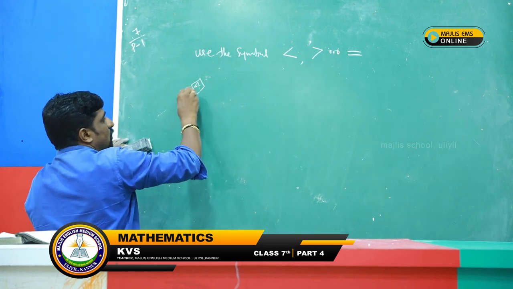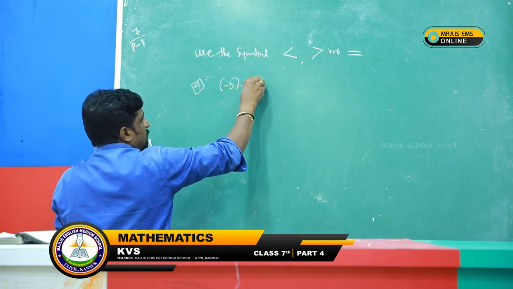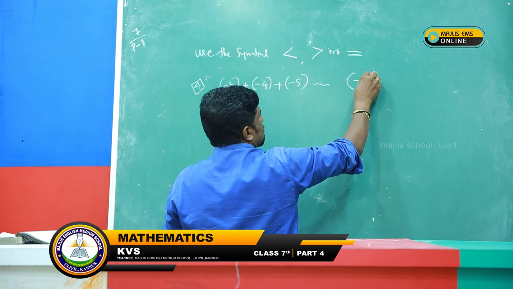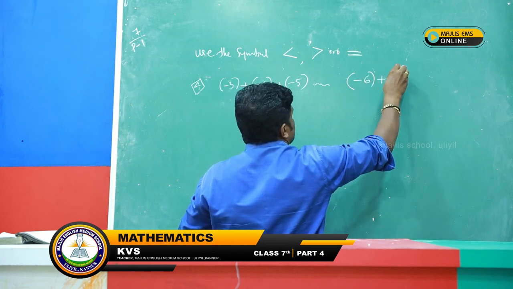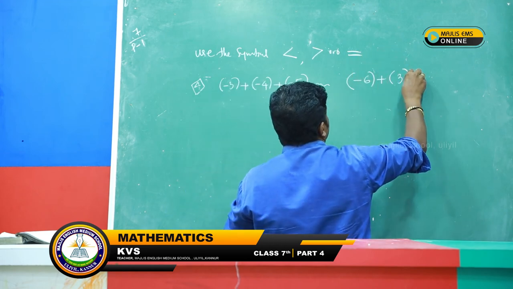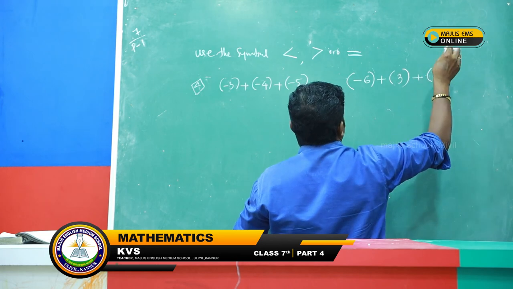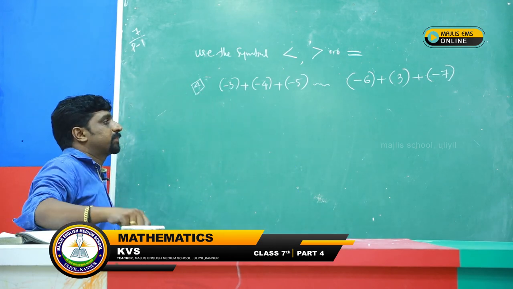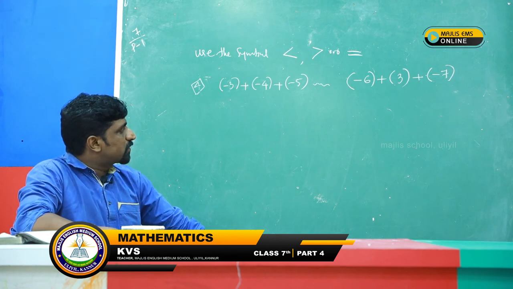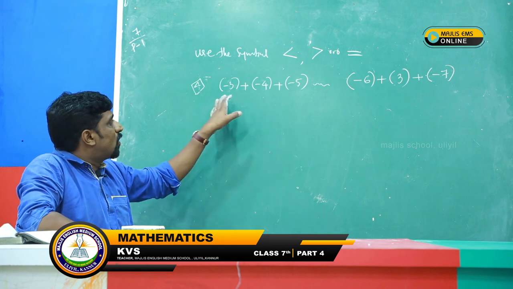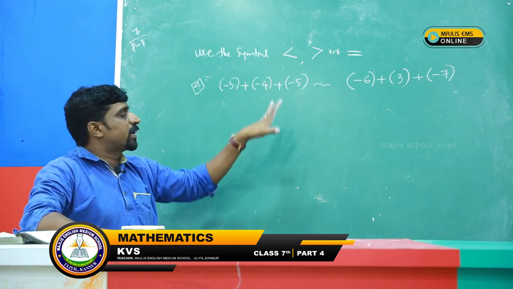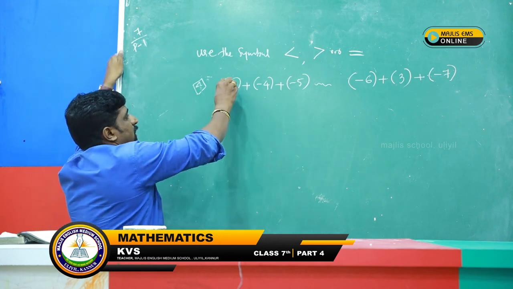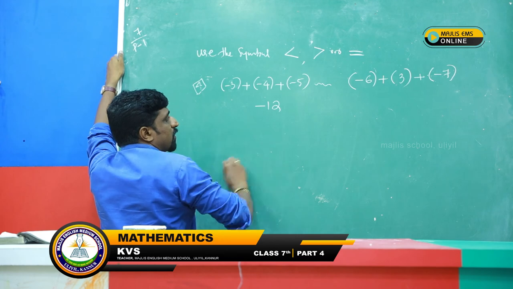Fourth one. Minus 3 plus minus 4 plus minus 5 plus minus 6 plus 3 minus 7 minus 7. Minus 3, minus 4, minus 5, minus 6, plus 3 and minus 7. Here the first three are all negative numbers, so we just add those numbers. Minus 3, minus 4, minus 5: 3 plus 4 is 7, 7 plus 5 is 12. Therefore, we got minus 12.